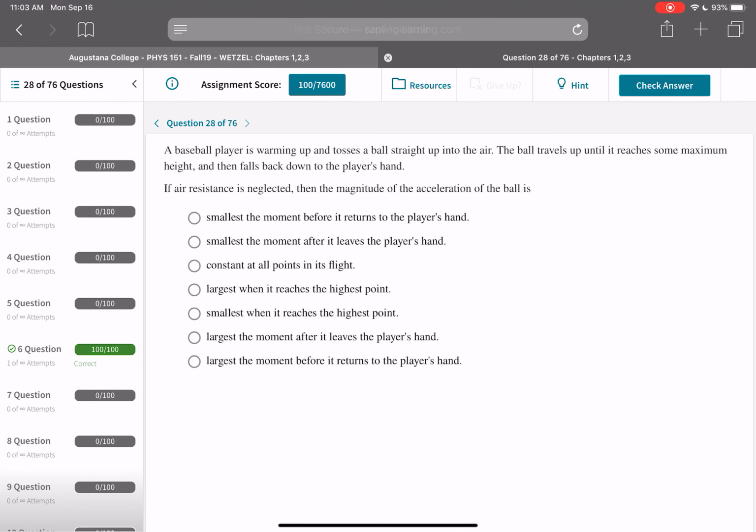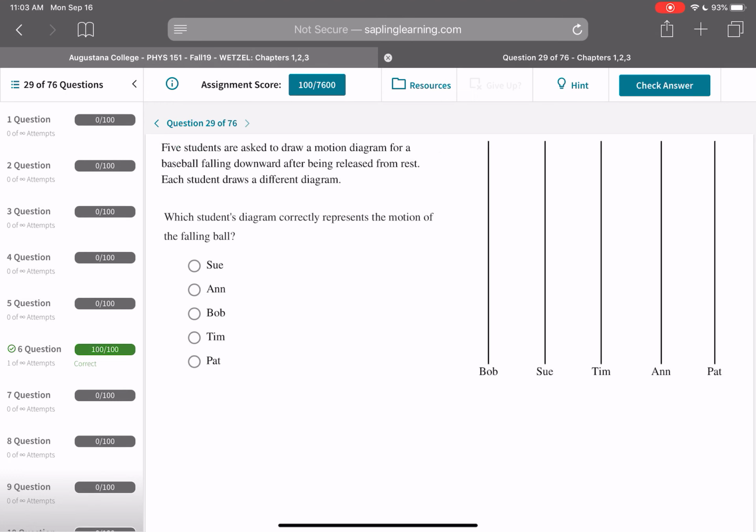Okay, baseball players warming up, toss the ball straight in the air. The ball travels up until it reaches a maximum height and then falls back down to the player's hand. If air resistance is neglected, then the magnitude of the acceleration of the ball is what? So toss it straight up in the air, goes until some height, falls back down, air resistance is neglected, the magnitude of the acceleration will be the same throughout, constant in all forms of the flight.